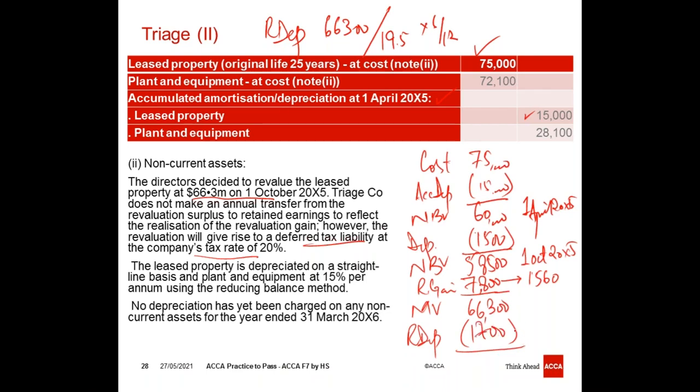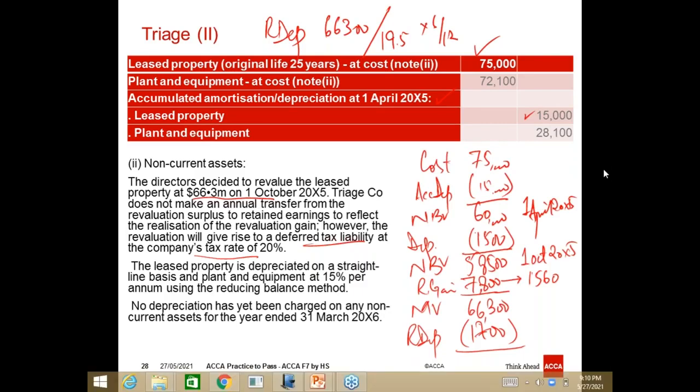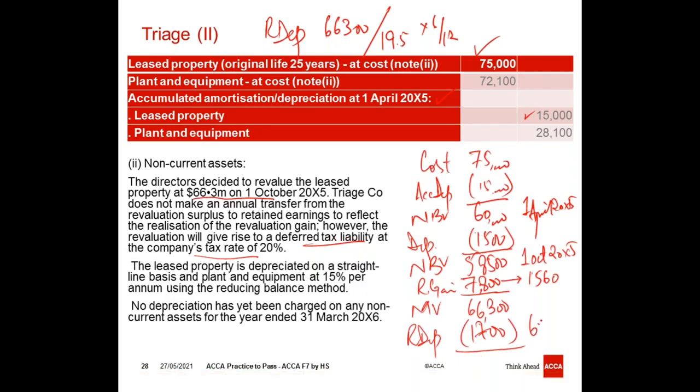So what amount will be reported in the balance sheet? 66,300 minus 1,700. That will be my net book value. $64,600.